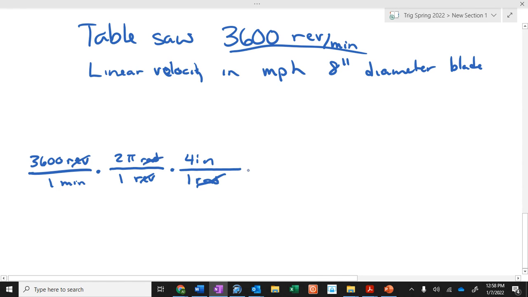Radians cancel. Now I want to get from inches to miles. I don't know the conversion factor for inches to miles, but I can go inches to feet. I know that in 1 foot there are 12 inches. Why did I put feet on the top and inches on the bottom? Because we need to cancel inches, so inches needs to be in the opposite place. How many feet are in a mile?